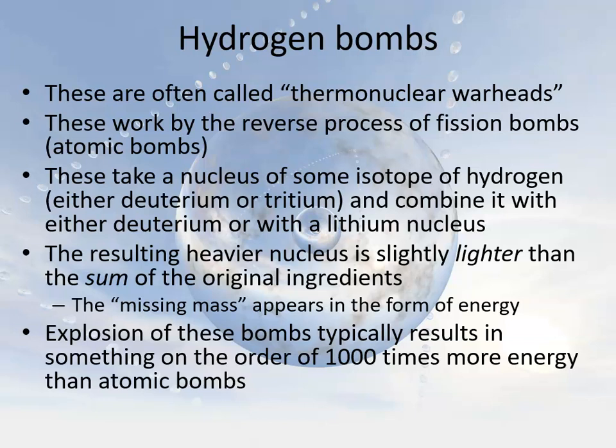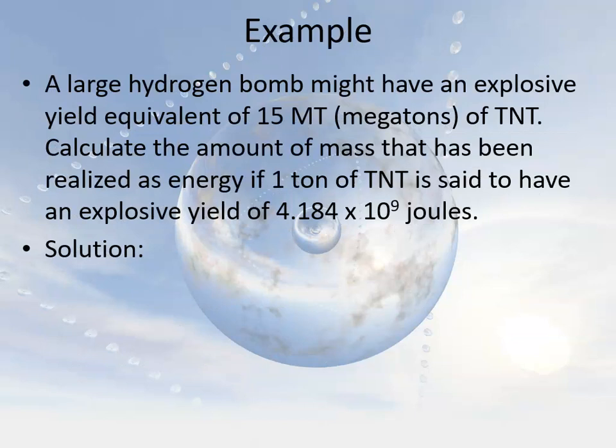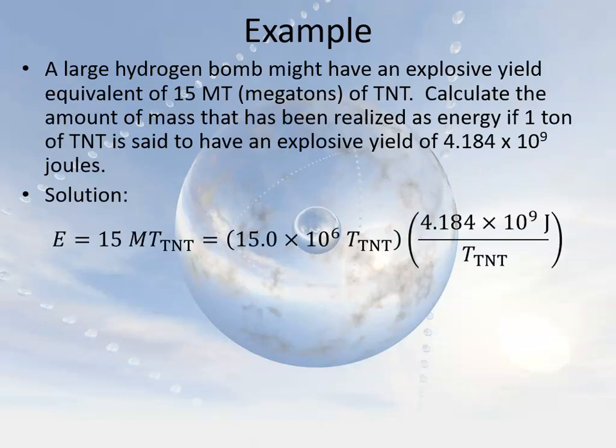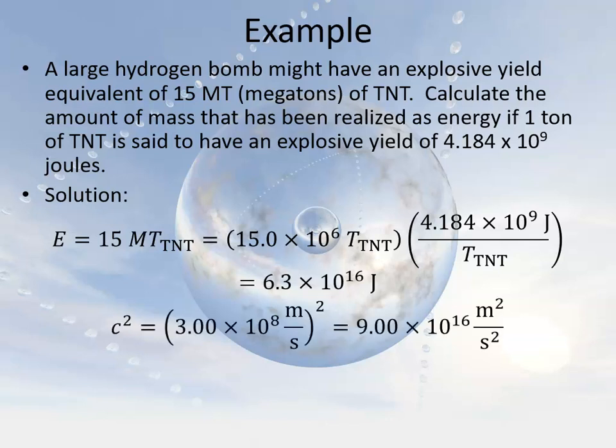And these so-called hydrogen bombs are usually on the order of about 1,000 times or so more powerful than your traditional atomic bombs. So consider a large hydrogen bomb with an explosive yield of 15 megatons of TNT. Well, how much mass was realized as energy if 1 ton of TNT has an explosive yield of 4.184 times 10 to the 9 joules? That is 1 billion calories. Well, just do the E equals mc squared bit. First, we need to convert our energy into joules. So, or we can say, okay, our 15 megatons TNT, so we have that as joules, and c squared.